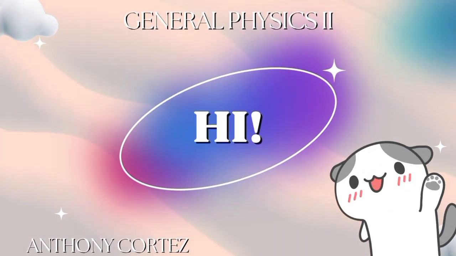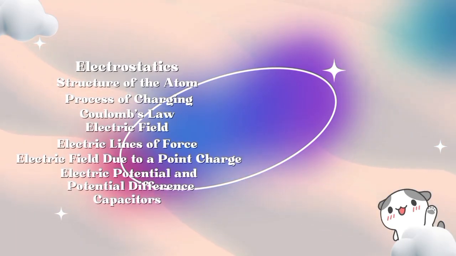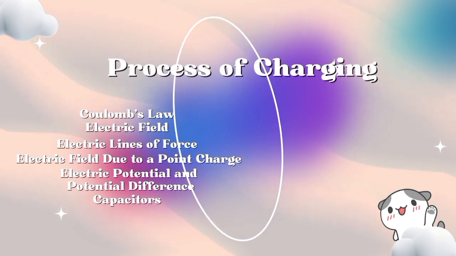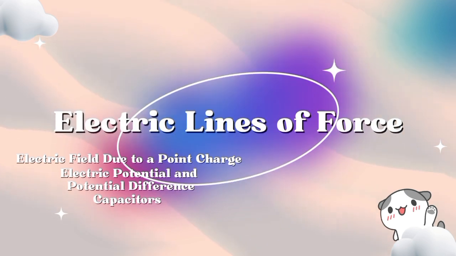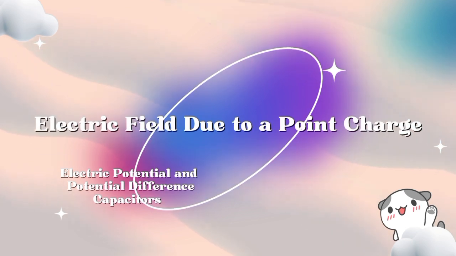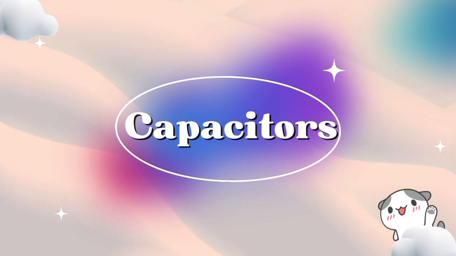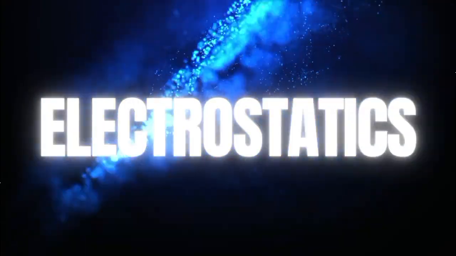For today's agenda, we will be discussing topics inclined with general physics 2, namely electrostatics, structure of the atom, process of charging, Coulomb's law, electric field, electric lines of force, electric field due to point charge, electric potential and potential difference, and capacitors. Starting with electrostatics.